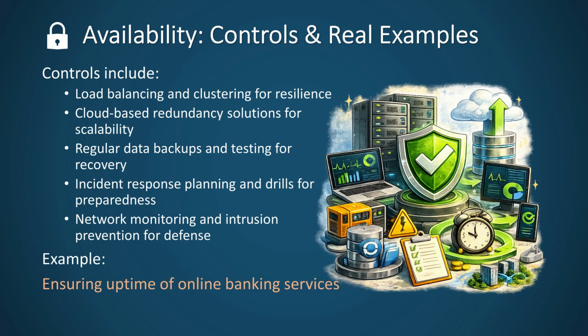Finally, network monitoring and intrusion prevention systems act as a defense line, detecting unusual activity and blocking threats before they can disrupt services. For example, think about online banking. Customers expect 24/7 access to their accounts. If the system goes down, even for a short time, it can damage trust and cause financial instability. That's why banks invest heavily in these availability controls.